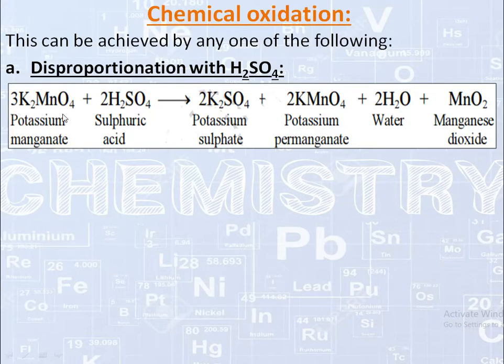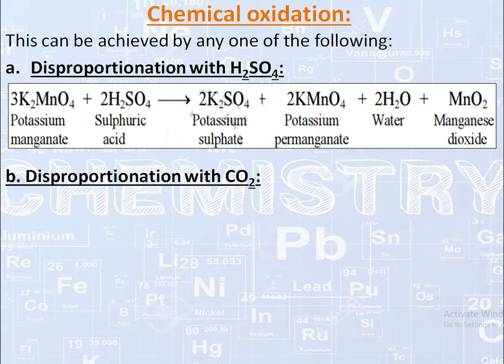So by balancing the reaction we get 3K2MnO4, that is potassium manganate, when reacted with 2H2SO4 we get potassium sulfate, our final product 2KMnO4, and 2H2O and MnO2.